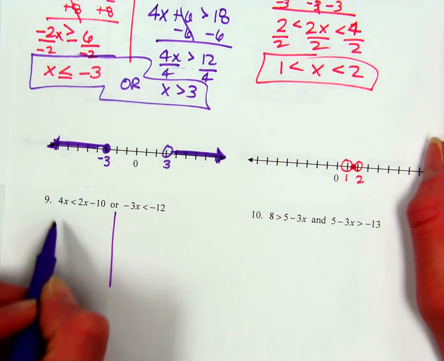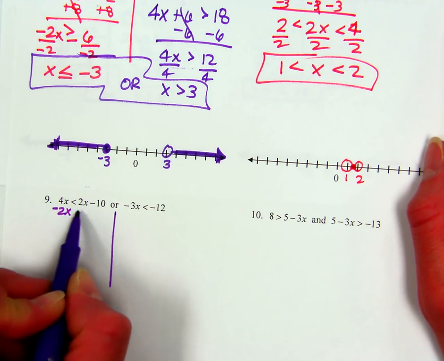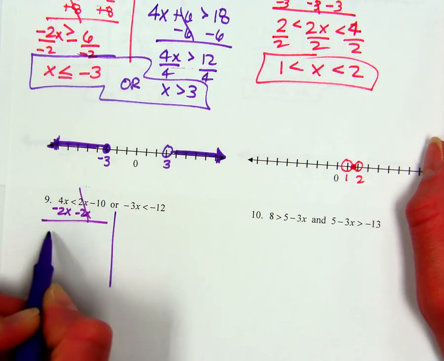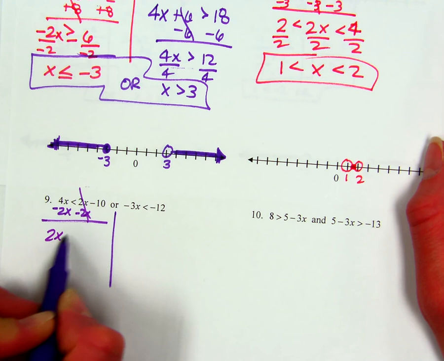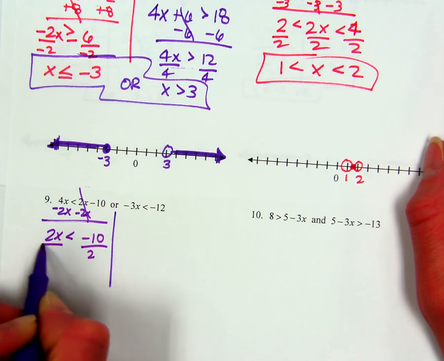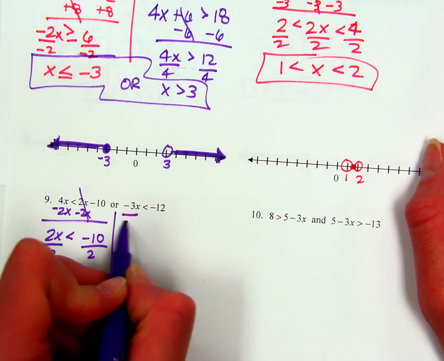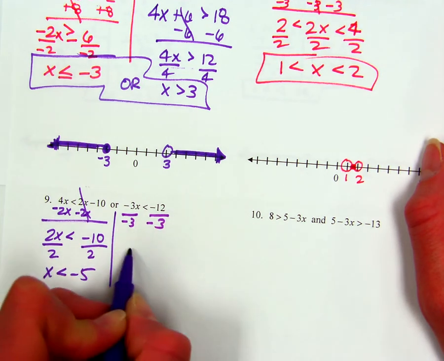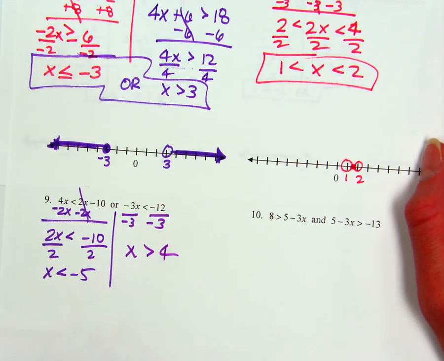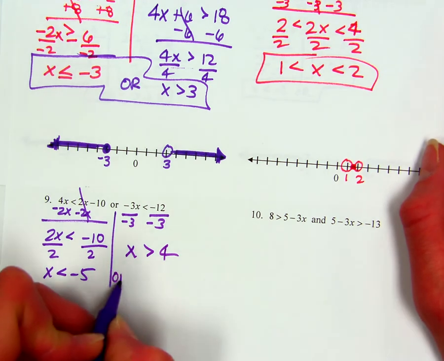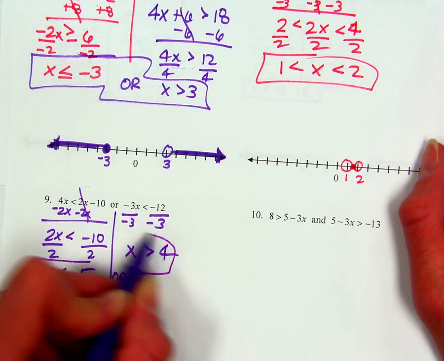So or tells me I want to shade on the outside when I'm done. All right, so if I move my x's over, I've got 2x is less than negative 10. Divide by 2, you get x is less than negative 5. Here, the only thing I have to do is divide by negative 3, but I need to flip my symbol, so x is greater than 4, and this is connected by an or.